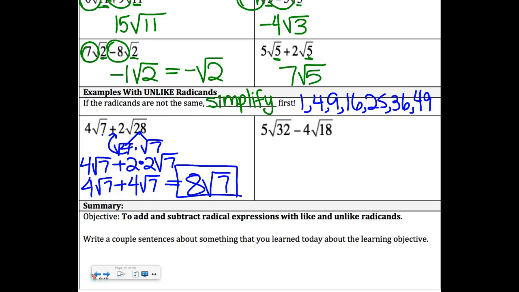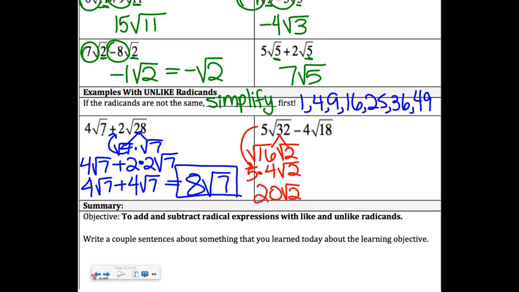Okay. Now this next one, again, we see we have 32 and 18. I can't combine those because they are not like terms. Now both of these we can simplify. Our 32 here, 16 goes into 32, so I'm going to split 32 between 16 and 2. The square root of 16 becomes 4. We do not know the square root of 2. And a reminder, we have that 5, so we are going to bring that down. So we do have 5 times 4, and when we do that, we have 20 square roots of 2.